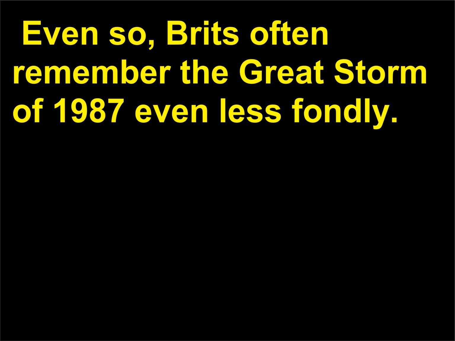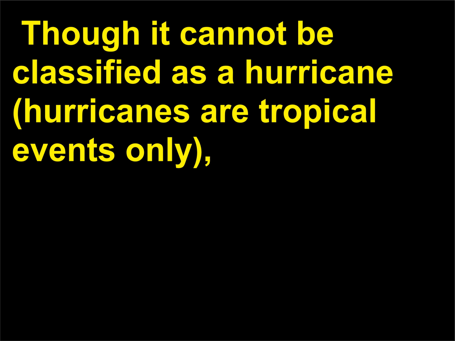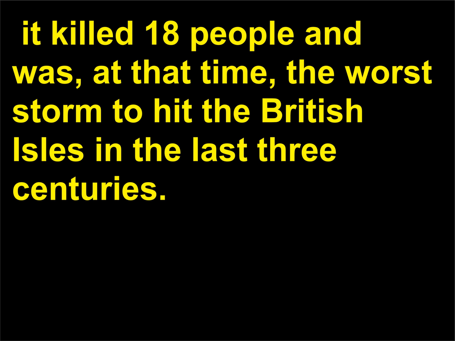Even so, Brits often remember the Great Storm of 1987 even less fondly. Though it cannot be classified as a hurricane, since hurricanes are tropical events only, it killed 18 people and was, at that time, the worst storm to hit the British Isles in the last 3 centuries.